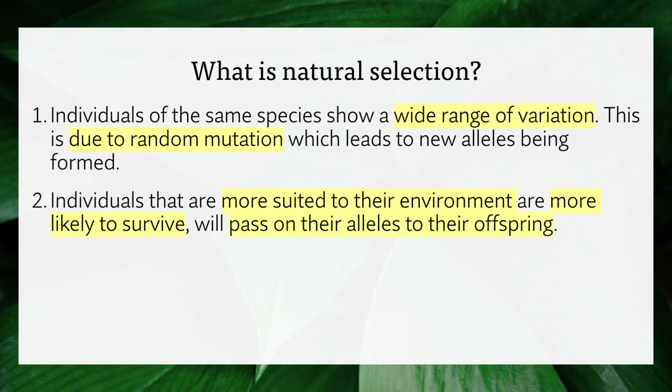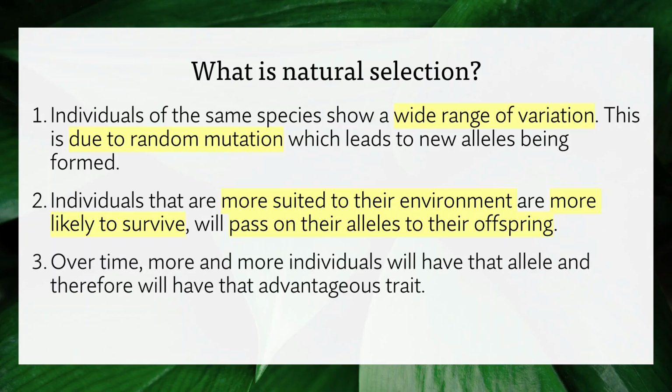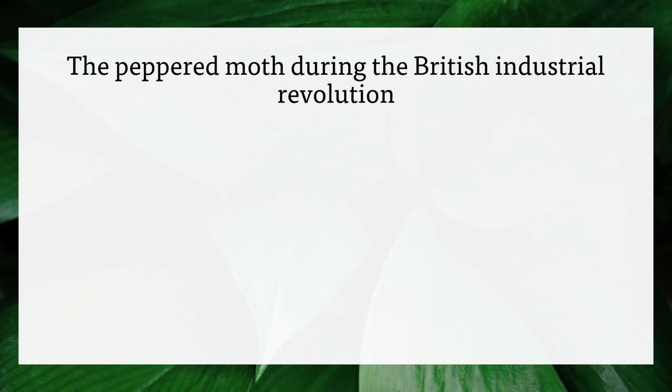Okay, and the third point of natural selection is that over time, more and more individuals will have that allele and therefore will have that advantageous trait. Okay, let's move on to the next slide. We're going to go over two examples. The first of them is the peppered moth, and the next example will be antibiotic resistance.